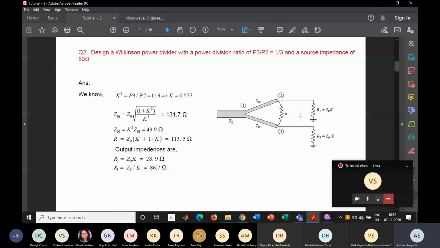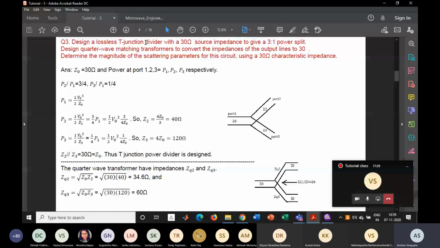Moving forward to question number 3. Okay. So what does this question say? Design a lossless T-junction divider with a 30 ohm source impedance to give a 3:1 power split. Again, unequal power division question. Now design quarter wave matching transformers to convert the impedances of the output lines to 30 ohm. Determine the magnitude of the scattering parameters for this circuit using a 30 ohm characteristic impedance.